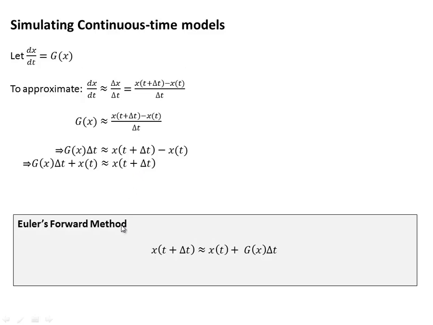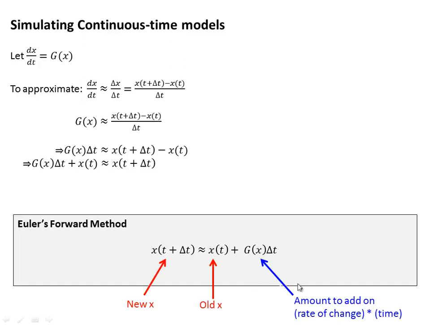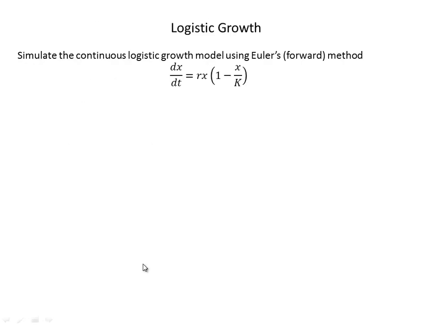This brings us to something called Euler's forward method, and the method says that if you want to know what the new x is, you take the old x and add to it some amount of change. And how do we get that amount of change? Well, that's really our g of x. That's our derivative, right? It's a rate of change times delta t. So that cancels out the t and tells you how much to add on to x to get your new x. So let's implement that with the logistic growth model.